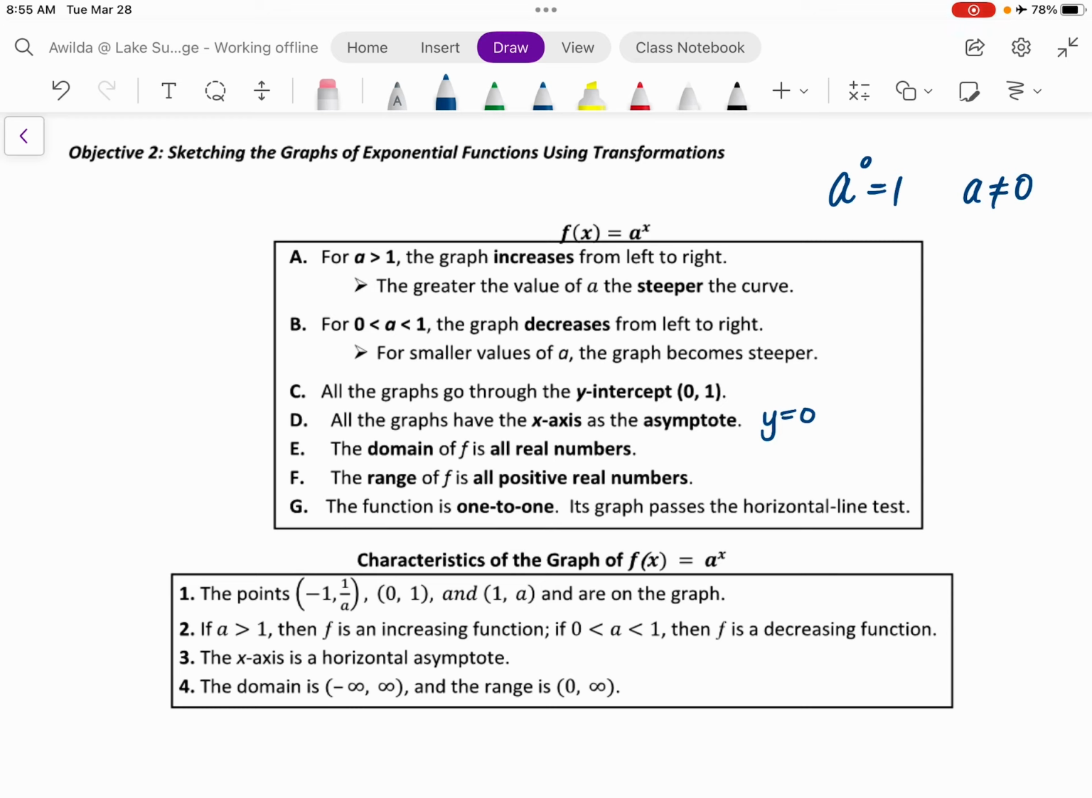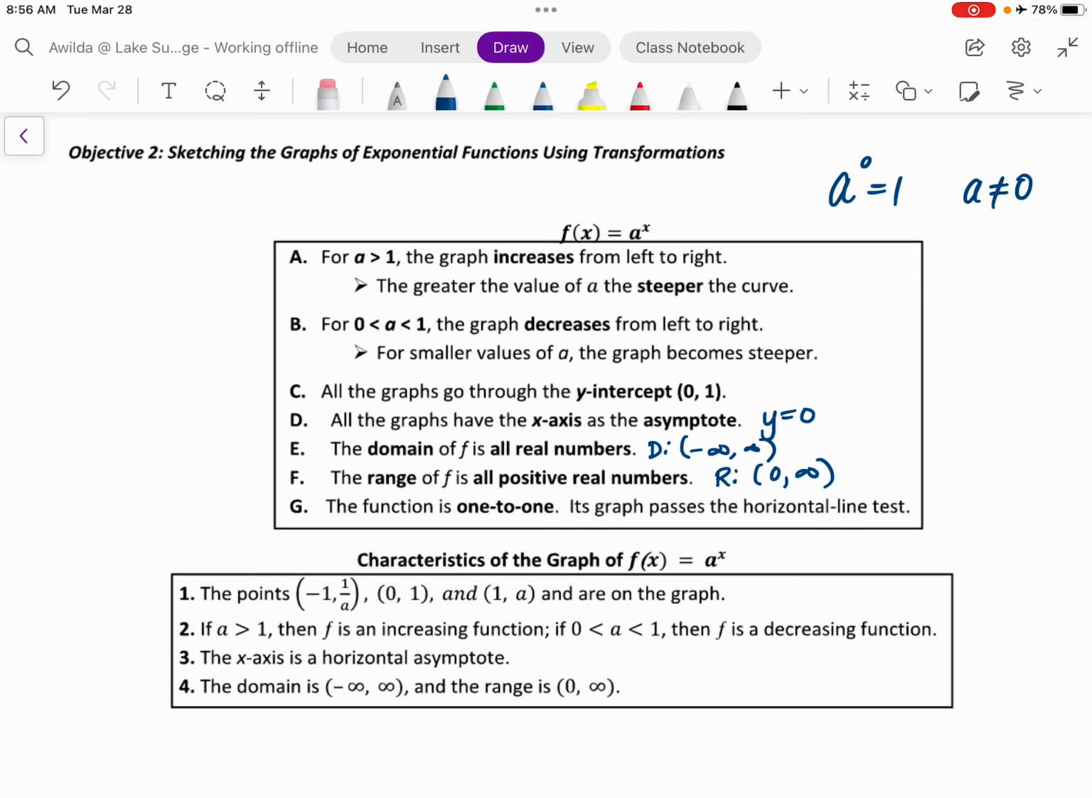The domain for all of these exponential functions will be the set of all real numbers. So let's just write that as an interval. And the range is the set of all positive real numbers. So for the range, we'll go from 0 to infinity with 0 not included.